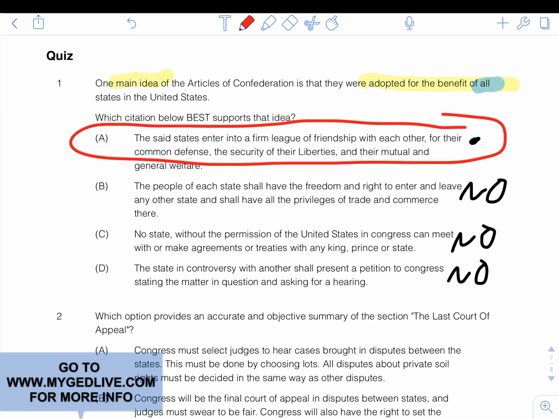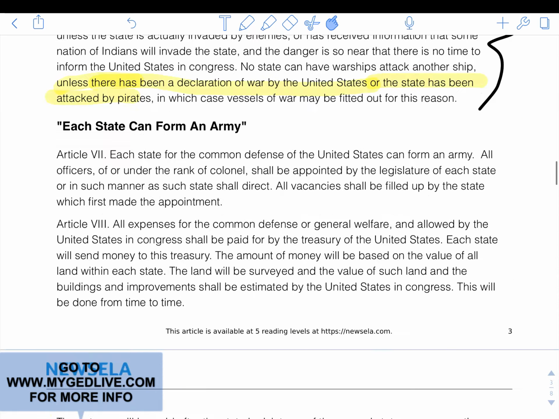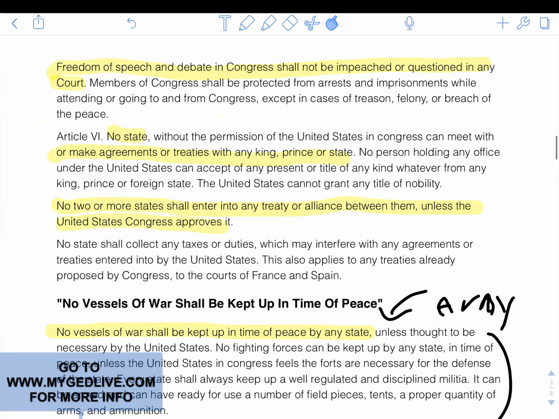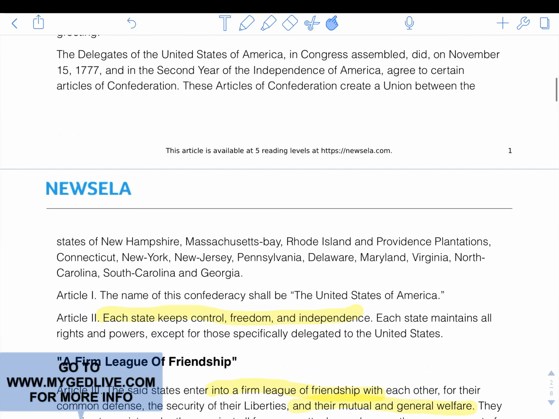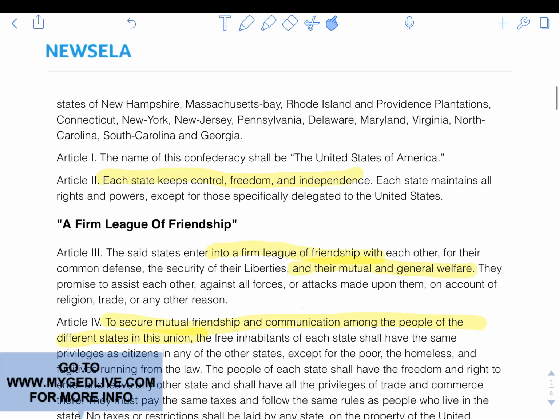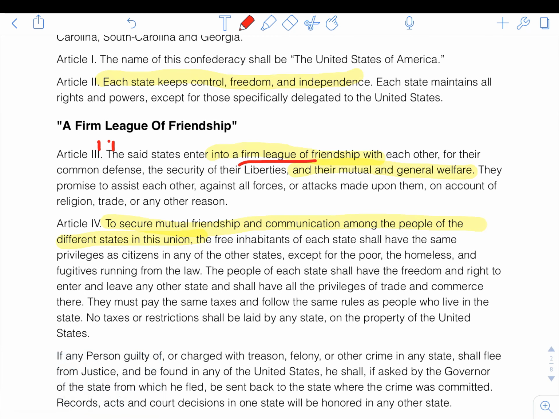Now, a second thing we want to think about is where does that exist in the text? So we want to go back up, and I remember it's Article 2 or 3. Right. So then there we see the quote. The said states shall enter in the firm league, and for the general welfare. So we see that quote there.